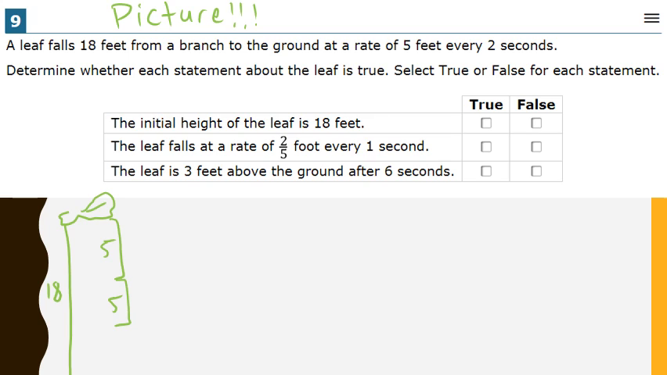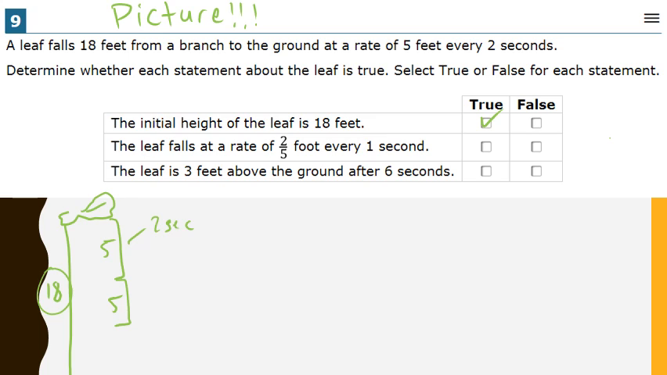So now that I've got my scenario written out, all I need to do is go through each of the statements that they give me and ask myself whether it's a true statement according to my picture. So the first statement says the initial height of the leaf is 18 feet. What I can see here, according to my picture, is this leaf is definitely 18 feet from the ground. So this is a true statement.